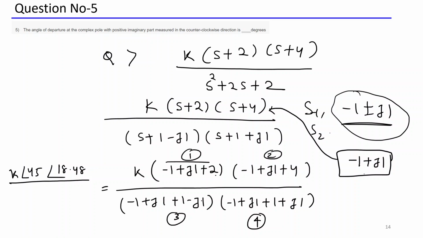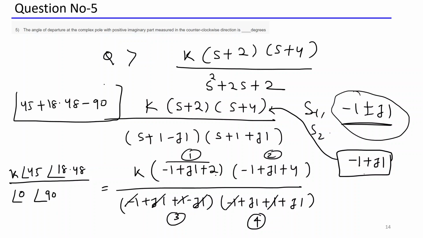Then here j1 and j1 cancel, so this angle will be 0. And here, what is the angle? Minus 1 and 1 get cancelled, so j1 plus j1 is j2. So this angle is 90 degrees, right? So what is the overall angle? Just tell me what the overall angle is, ma'am. 45 plus 18.48 minus 90. Are you with me? This is the overall angle. Yes, sir. What is the angle, sir? Tell me.